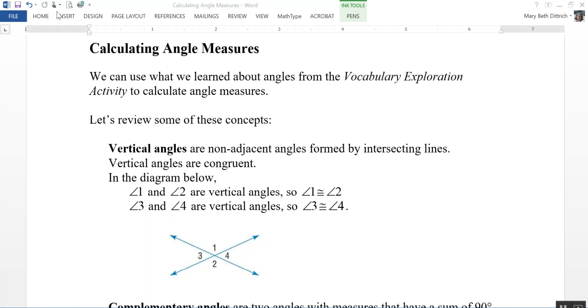This video is on calculating angle measures. We can use what we learned about angles from the vocabulary exploration activity to calculate angle measures. Let's review some of these concepts.